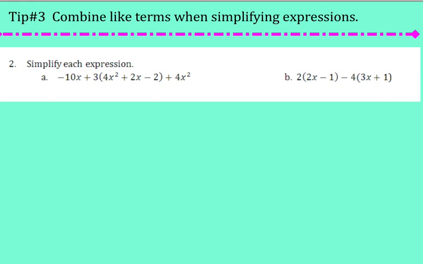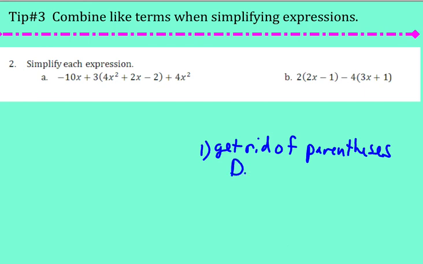Simplifying expressions. Okay, a couple little steps here that we should probably go over. Number one, get rid of parentheses. You can write this down somewhere in your notes. And to do that, we're going to use the distributive property. This is a little bit different than parentheses for evaluating expressions. There you just have all numbers and you get it down to one term. Here we're going to get rid of parentheses by using the distributive property.